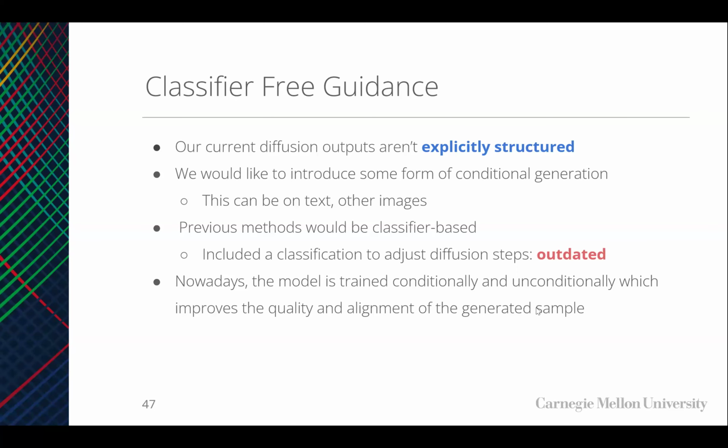So that's what I mean by the last point here, where we say that models are trained conditionally and unconditionally, which actually improves the quality and alignment of the generated sample. Quality can be in how well defined your edges of the images are, and alignment might be how likely is it that this generated image actually comes from the distribution that the model was trained on. Essentially, how much sense does this image make?